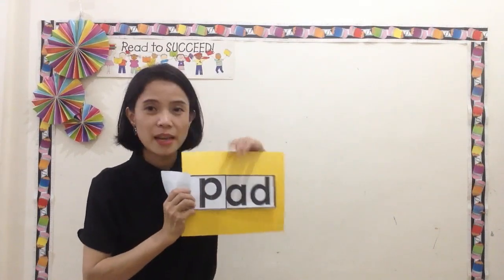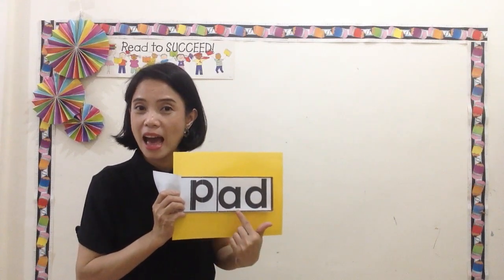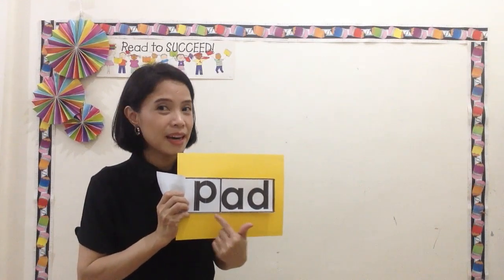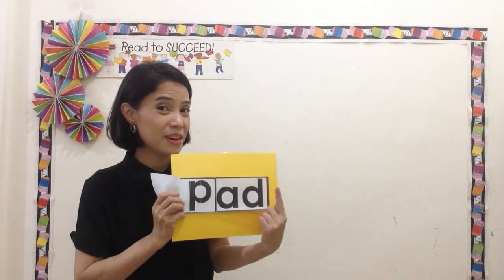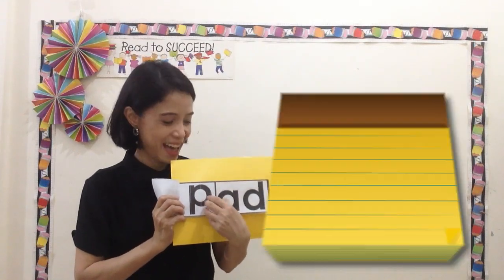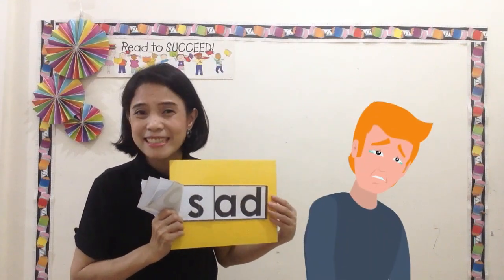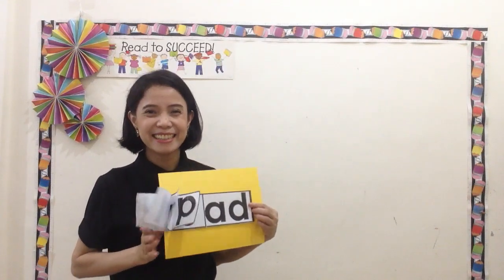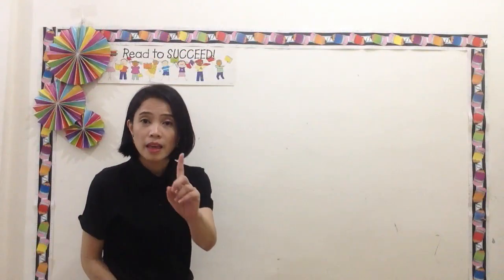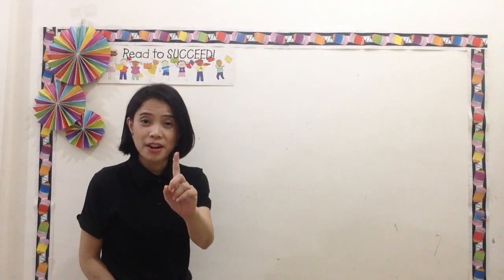And the next one. Pa. Add. Pa. Add. What's the word? Pad. And here's the last one. Add. Add. What is the word, kids? Sad. There you go.